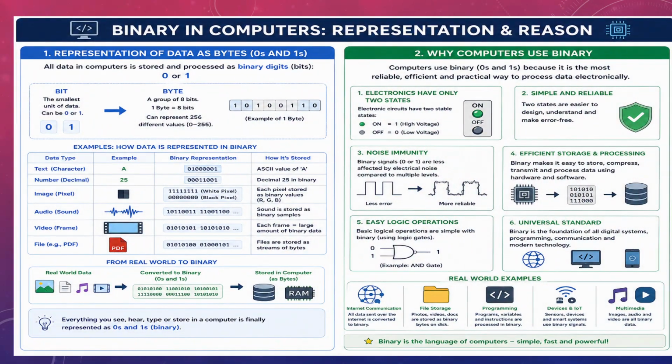Next, binary in computers. We had one question: why do computers use binary? We are answering that question here. So we have understood this representation of data as bytes. All data in computers is stored and processed as binary digits, 0 or 1. Binary means 0 and 1 only. The smallest unit is called a bit, 0 or 1. 8 bits make up 1 byte, right? So if you do 2 raised to 8, it comes out to 256 combinations, so we have 0 to 255.